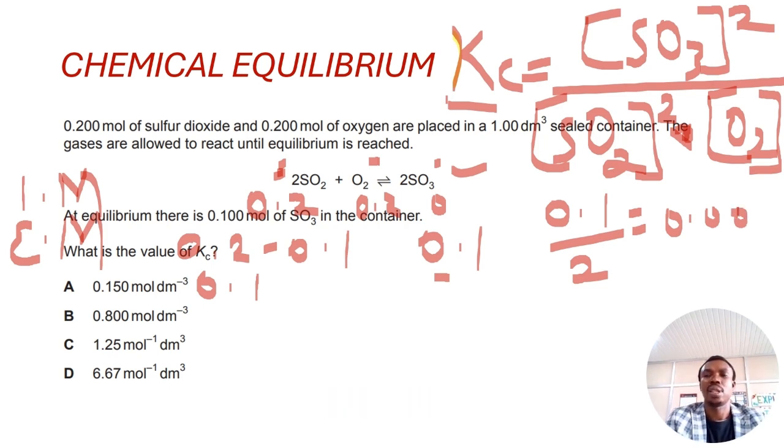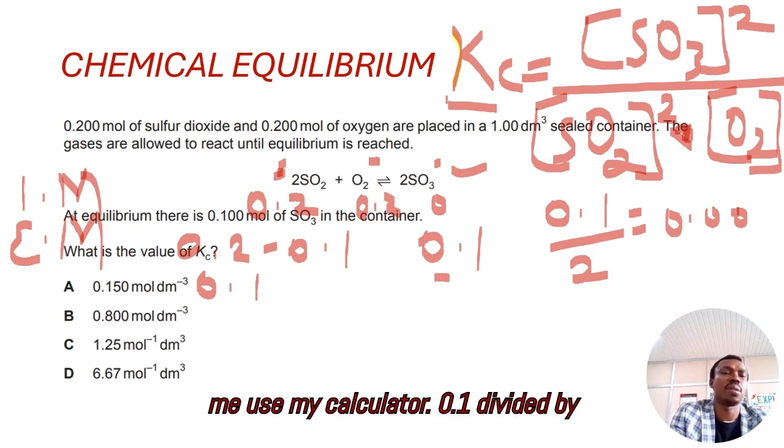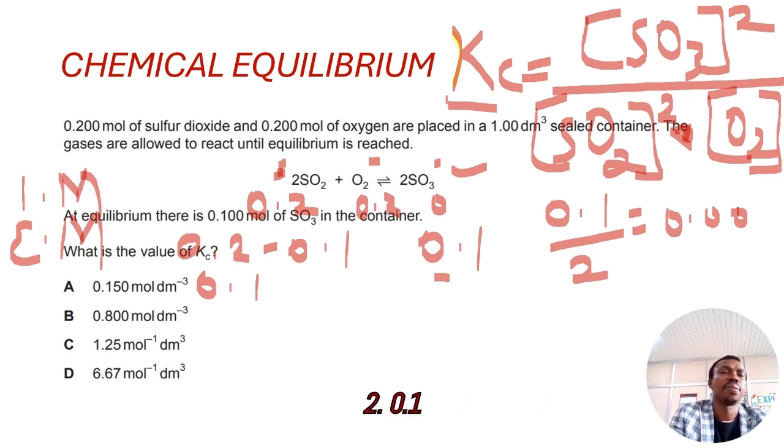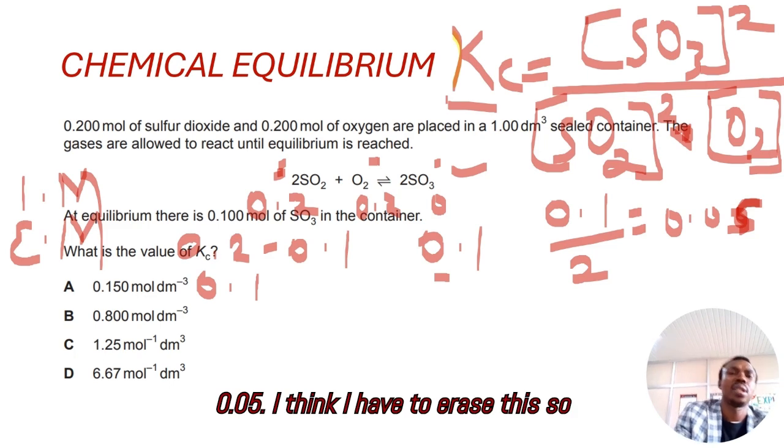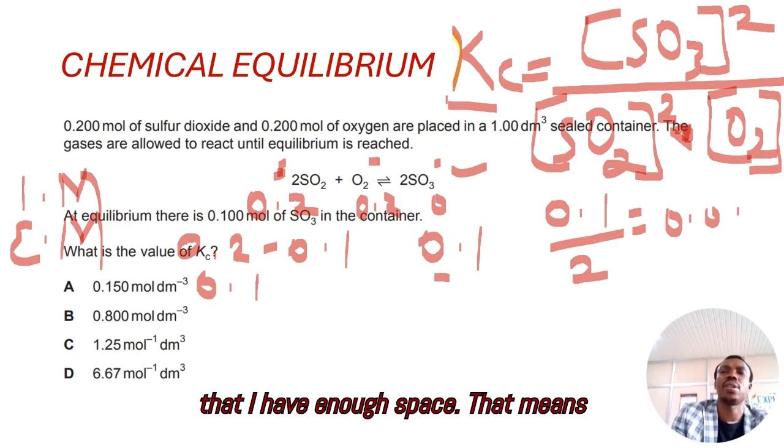0.005. Let me use my calculator. 0.1 divided by 2. 0.1 divided by 2 divided by 2, which is equal to 0.05. Yes, not 0.005, but 0.05. I think I have to erase this so that I have enough space.